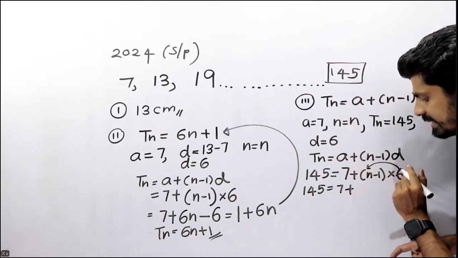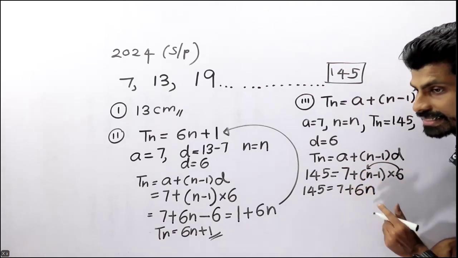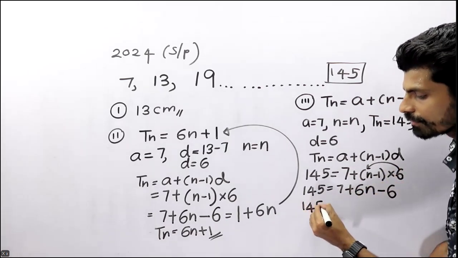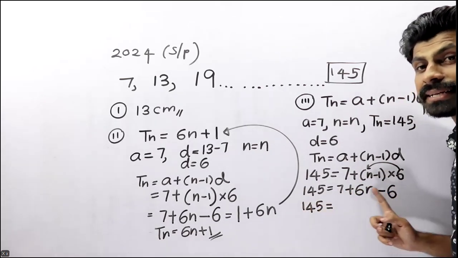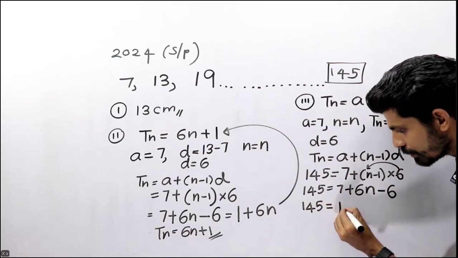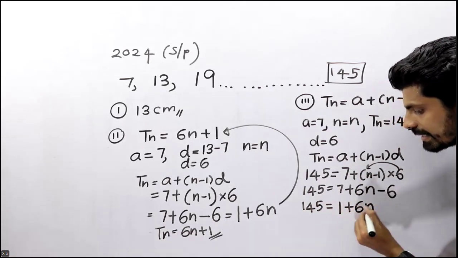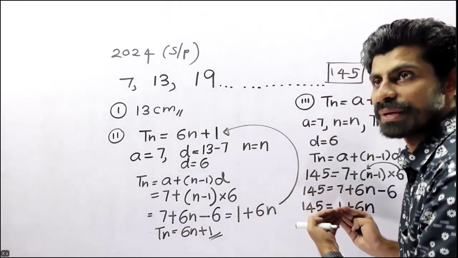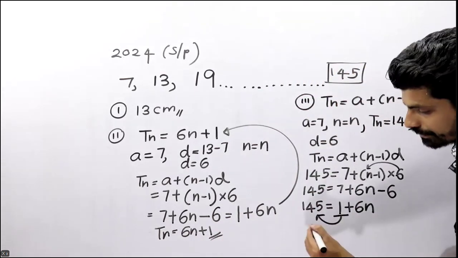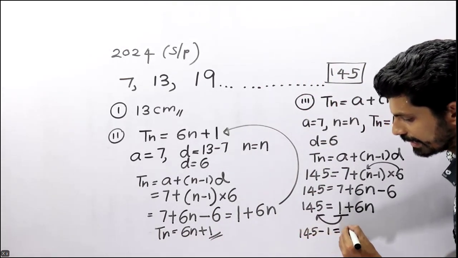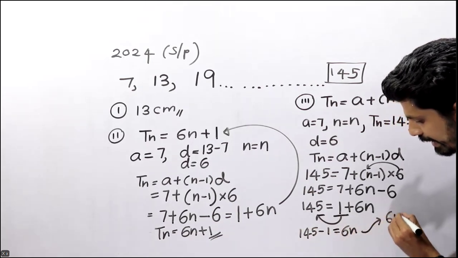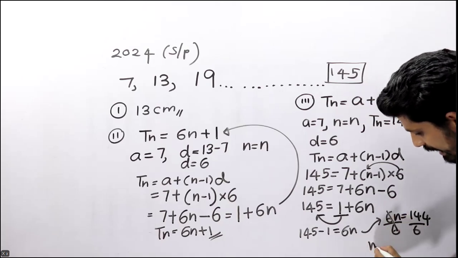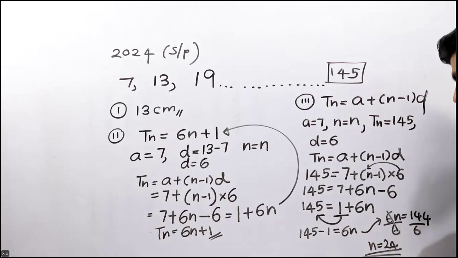Now look at this one. 6 into n is 6n, and 6 into minus 1 is minus 6. So 145 equals 7 minus 6, which equals 1, then 1 plus 6n. Plus 1 moving to the other side, plus 1 converts into minus 1. So 145 minus 1 equals 6n, 6n equals 144. Dividing both sides by 6, n equals 24.